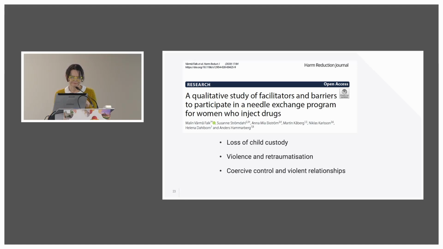But then there's things that really clearly show the gendered dimension of harm reduction access. Fears around loss of child custody were really prominent in this sample because in their context to use the NSP, they had to register and be known to social services as a person who injects drugs. Fears around violence and past trauma were also prominent. So going to the NSP might mean running into someone you didn't want to see. They also talked about being subjected to coercive control from partners, which prevented them from being able to go to places independently and exercise their agency to access harm reduction.